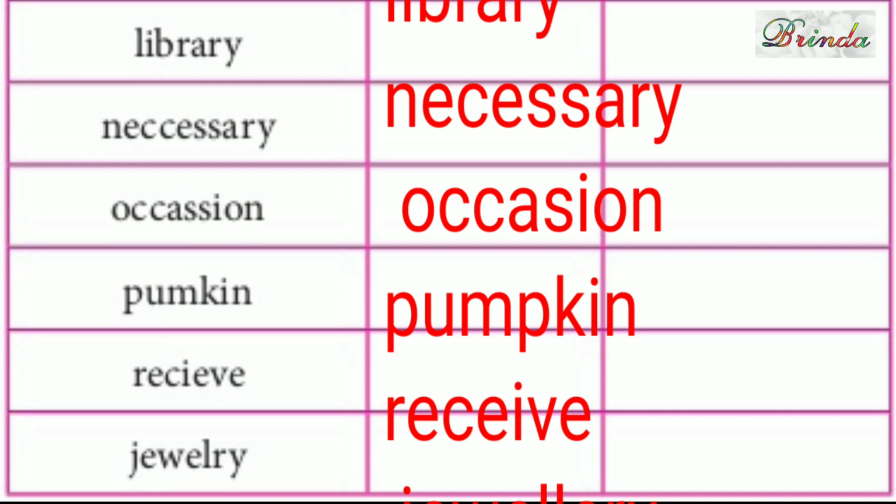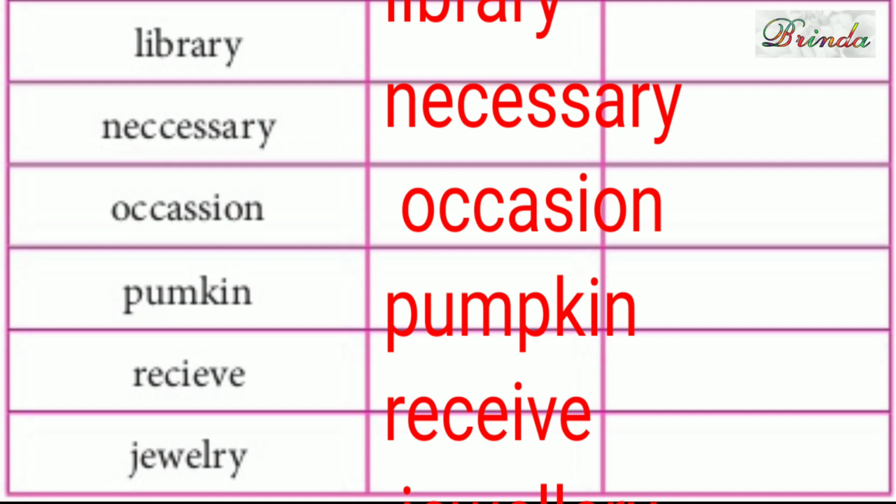Next one, library. L-I-B-R-A-R-Y. That is right. Next one, necessary. N-E-C-C-E-S-S-A-R-Y is written. That is wrong. The right spelling is N-E-C-E-S-S-A-R-Y, necessary. Next one, occasion. O-C-C-A-S-S-I-O-N. The right spelling is O-C-C-A-S-I-O-N, occasion.